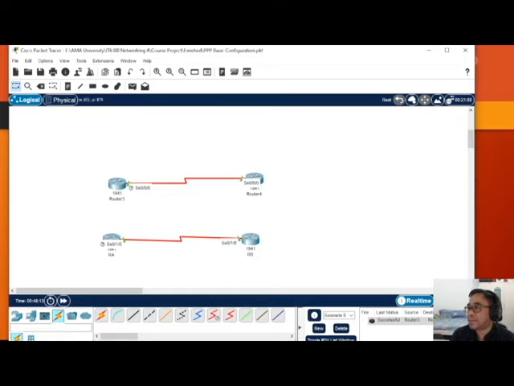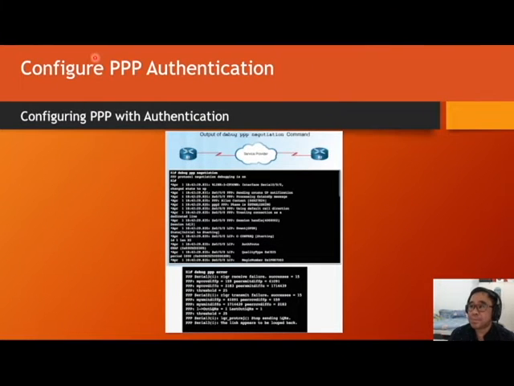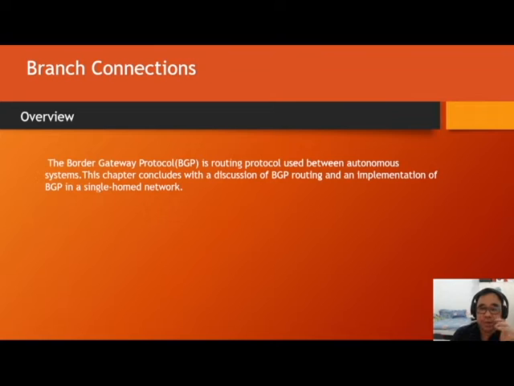Okay, so now we've successfully configured the basic PPP configurations. Let's close this. Okay, so let's continue. Branch connections. Now we move on to the branch connections.